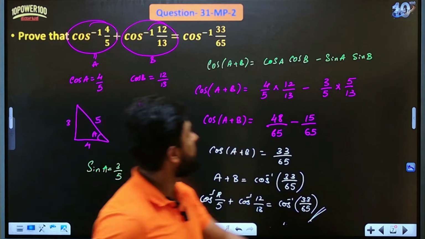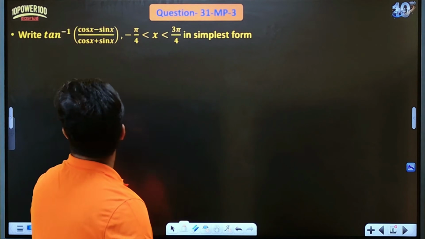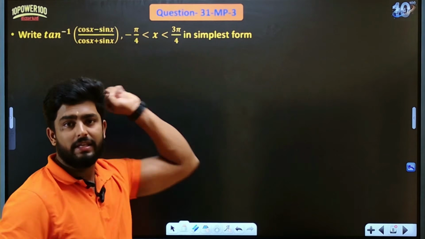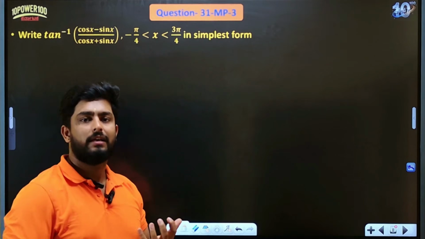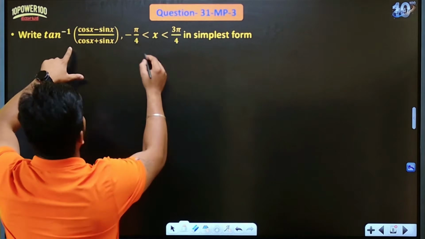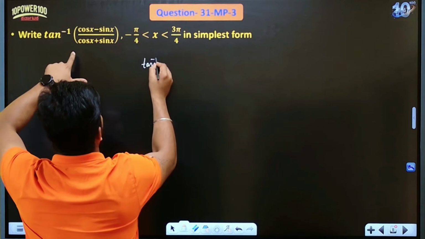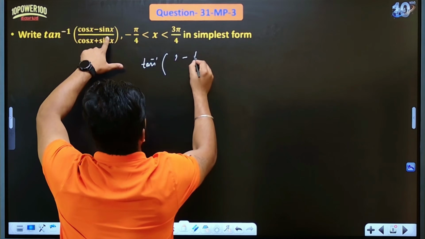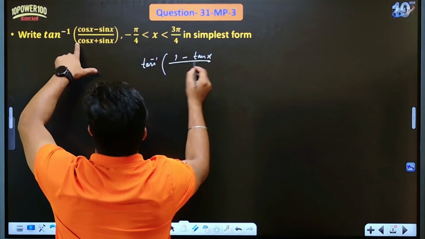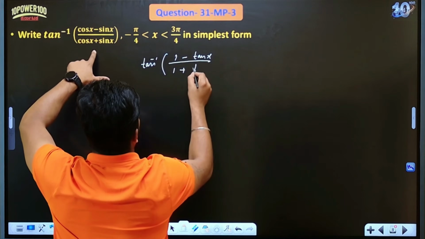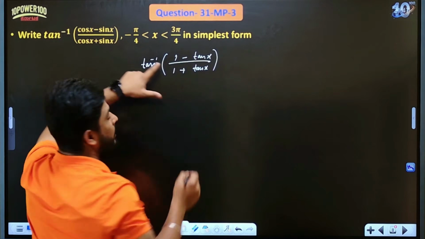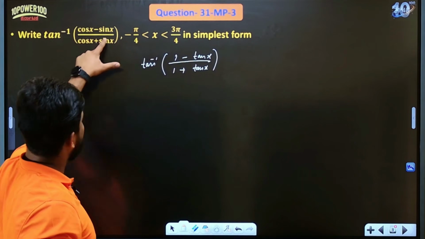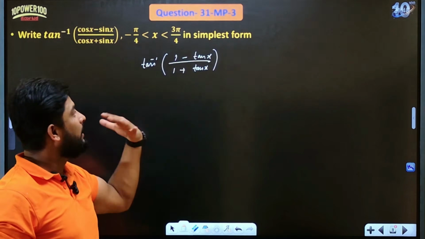Okay, next question. Write in the simplest form. This is a simple one. When sin and cos come together, you have to divide every term by cos x. So divide this. So tan inverse of cos x by cos x is 1, minus sin x by cos x is tan x, whole divided by 1 plus tan x. Divide each term: cos x by cos x, sin x by cos x, cos x by cos x, sin x by cos x. That's it. That step I did not write.